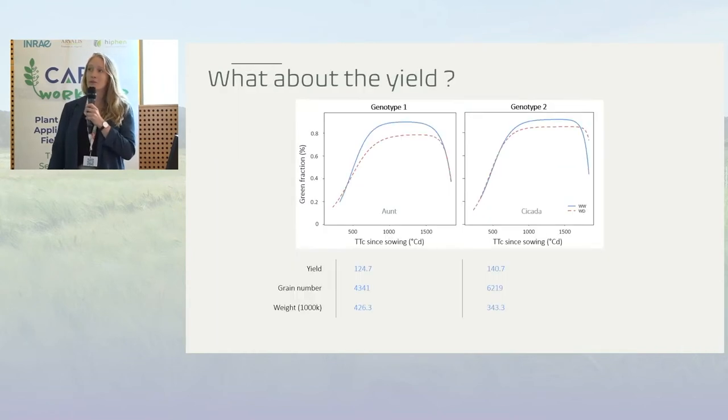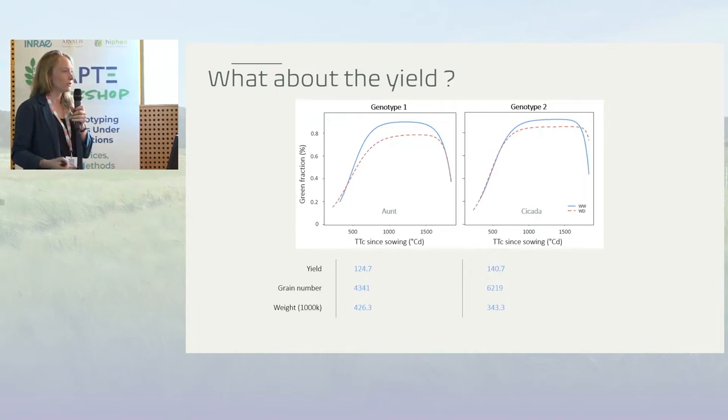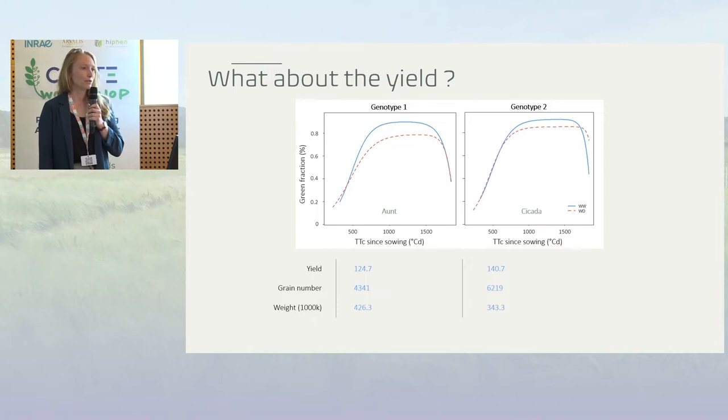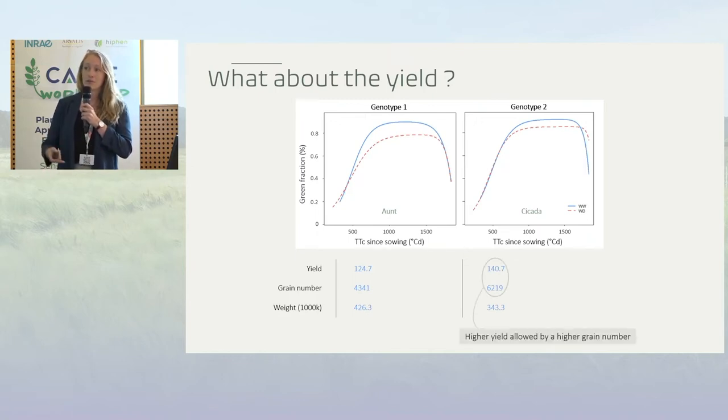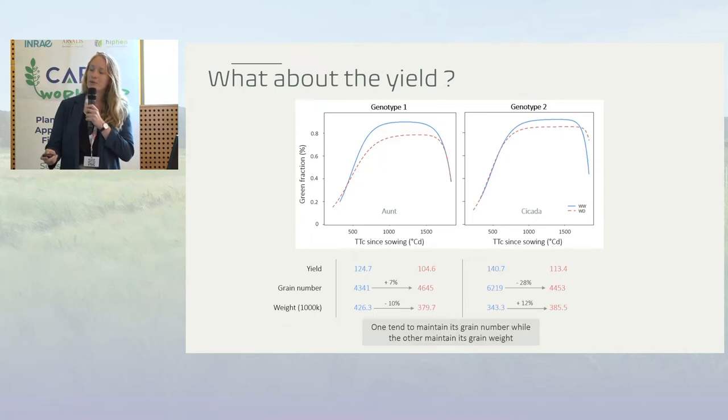But now, if we talk about the farmers, they don't really care about that. They just want to know if the yield will be maintained or not. So let's do a focus on that. If we take back our two genotypes, we can see that the second one has a higher potential in well-watered yield due to a higher grain number. And if we look at what happened in water deficit, we can see that the first genotype is maintaining its grain number, even a bit higher, but is losing a lot of weight, while the other one is losing a lot of grain number, but maintaining grain weight. So we have two different strategies.